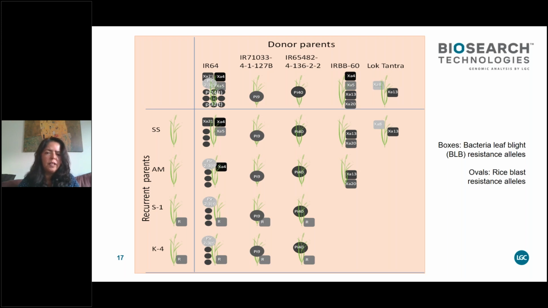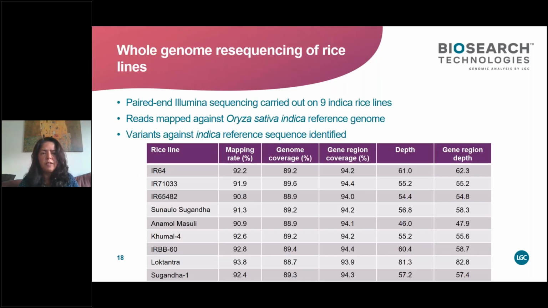When we look in more detail at the resequencing effort, which was done through paired Illumina sequencing, we had a very high mapping rate, up to 93 or 94%. We had very good genome coverage, and the depth of reads gave us a great deal of confidence in the data generated by our sequencing laboratories in Berlin.